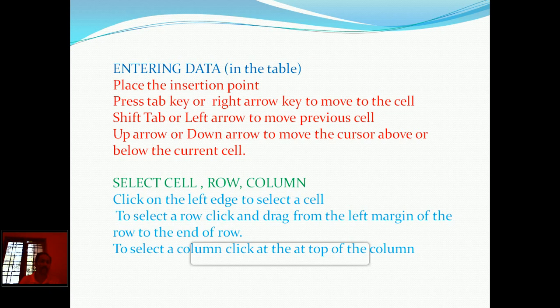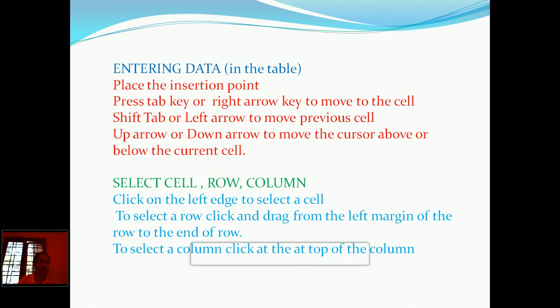If you want to modify only one cell, then select the particular cell. If you want to modify one row, then select the particular row. Or if you want to modify one column, then you have to select the particular column. In this part, we will be discussing how to select a row, column or cell.